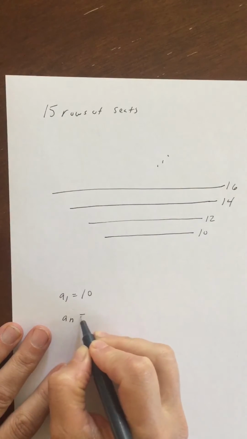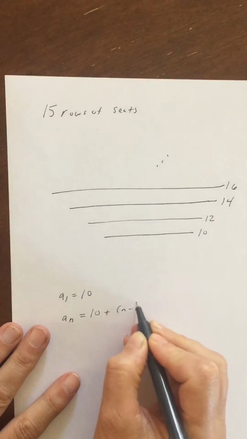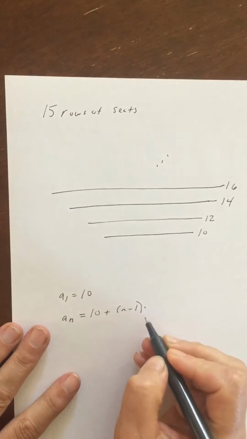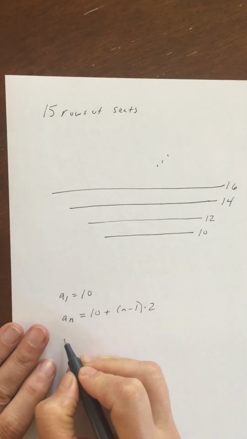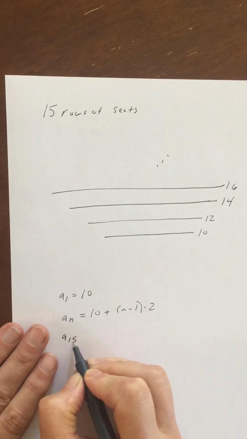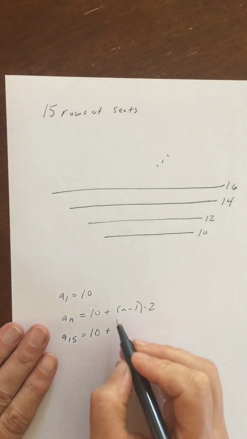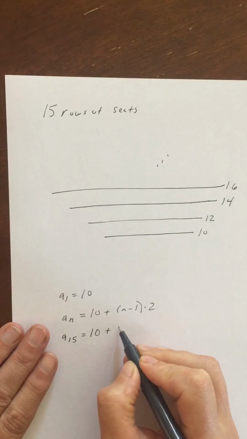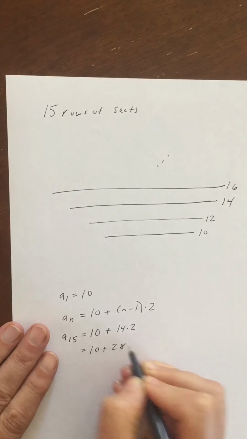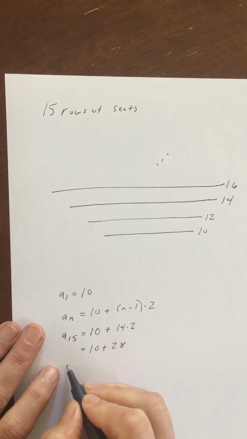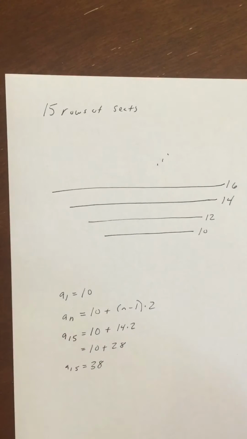Okay, so let's generate a formula for the nth term. Okay, so that's going to be A1 plus n minus 1 times D in this case. Our common difference is going to be 2. Okay. So in this case, I'm interested in finding A15, so that's going to be 10, and then n is 15, so it's going to be, let's go ahead and write 14 times 2. Okay, so it's going to be 10 plus 28. Okay, so that's going to be, A15 is going to be 38 seats in that last row.